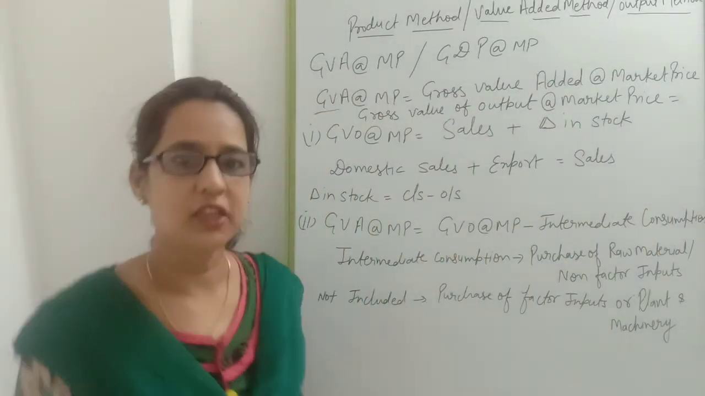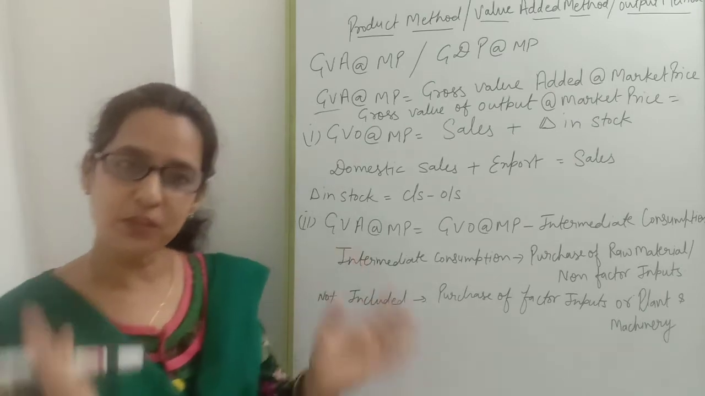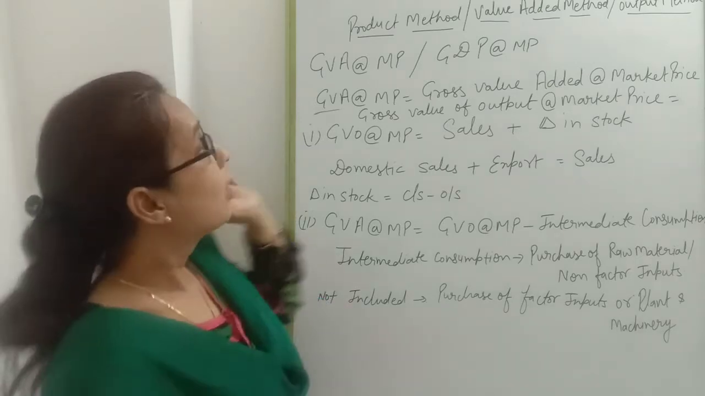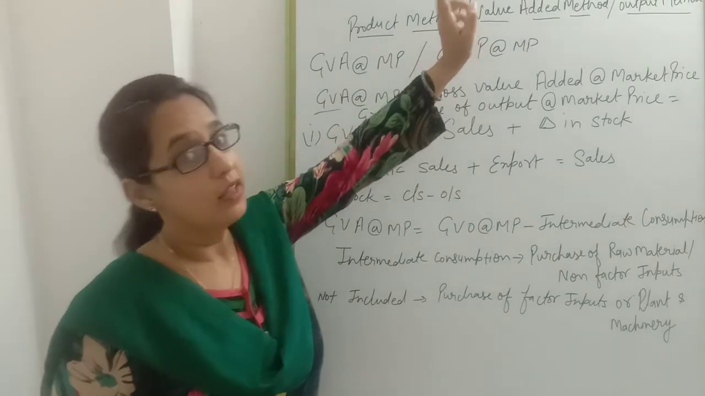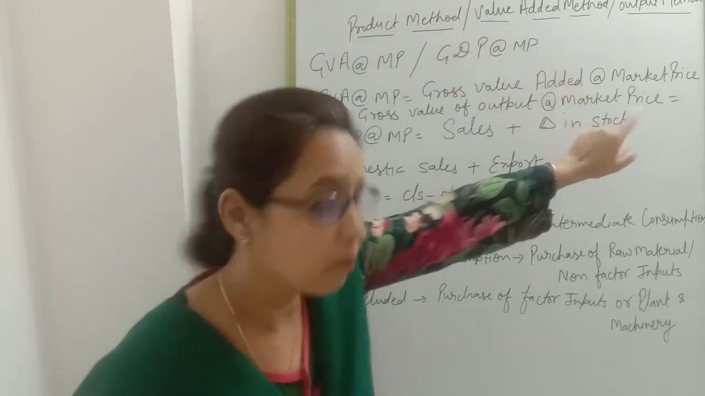Good morning, students. Today's session we are going to discuss the last method of calculating national income, that is the value added method. There are two other names also: product method and output method.